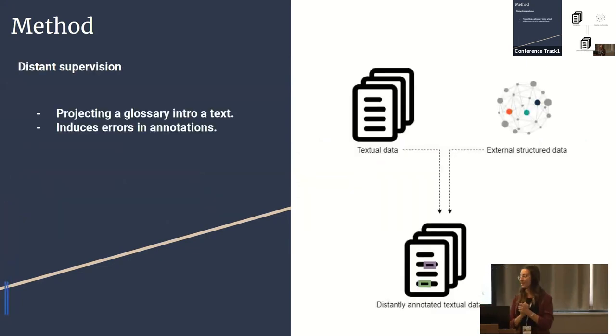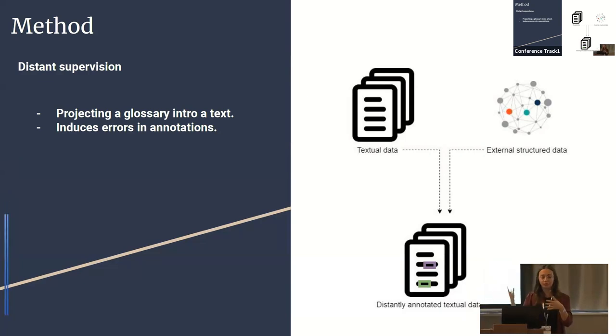Distant supervision for named entity recognition consists in using a small annotated glossary that contains a list of words assigned to some classes, and projecting those words onto our textual data in order to create what we call a distantly annotated data set for named entity recognition. It costs less than actually asking a human being to annotate all the text and assign each word of the text to a given class.